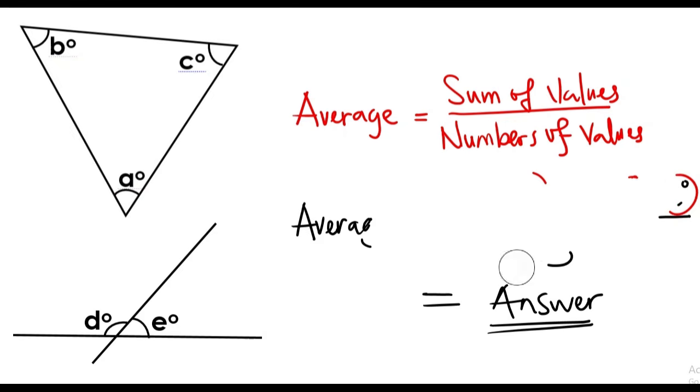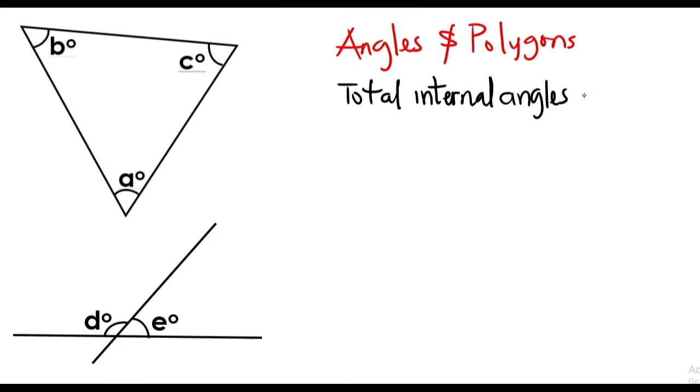And this is going to take us into angles and polygons. Polygons are flat and two-dimensional shapes. For examples, we have triangle, we have square, we have parallelogram, we have hexagon, we have pentagon, and many more. So in polygons, we know that the total internal angles of a polygon equals (2n minus 4), all in parentheses, then multiplied by 90.